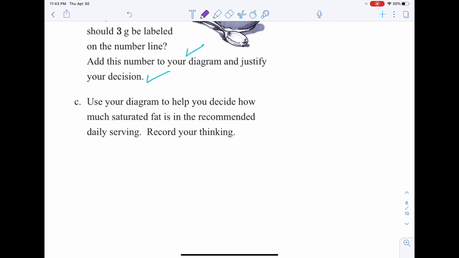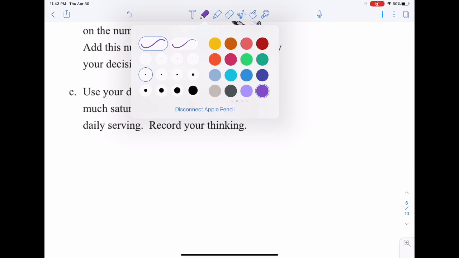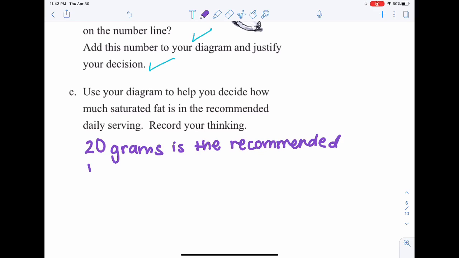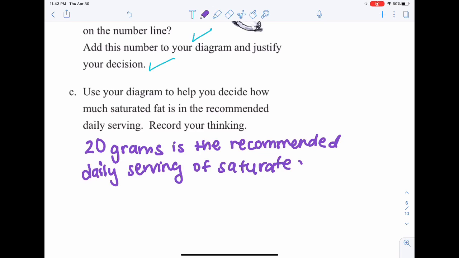So here I'm going to write: 20 grams is the recommended daily serving of saturated fat.